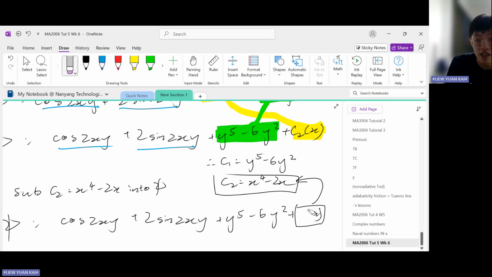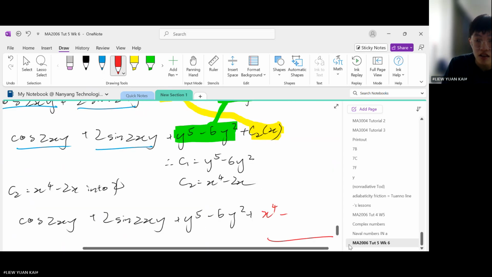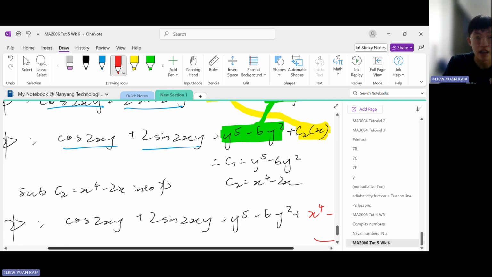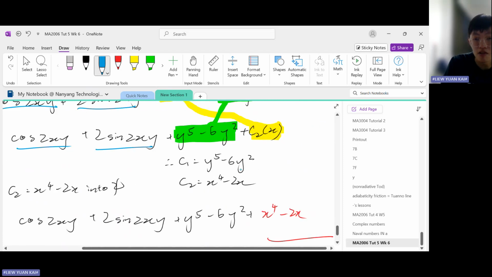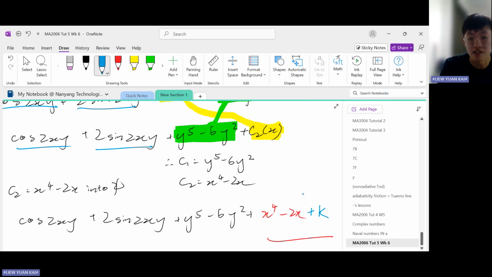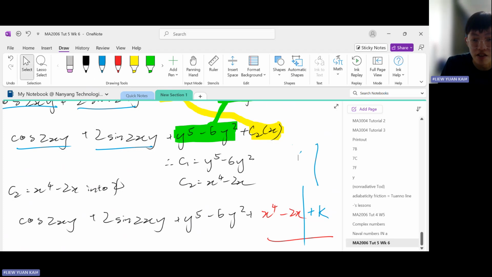What you do is you just replace this with x to the 4 minus 2x. You can stop here, but I need you to do this. You need to add plus k here. This is just like the arbitrary constant that you add in integration. So after you have found psi, don't think that you can stop your journey here. You need to add this k. This is your arbitrary constant.